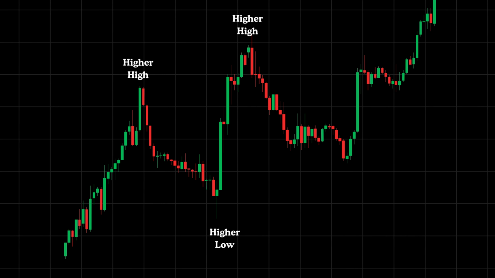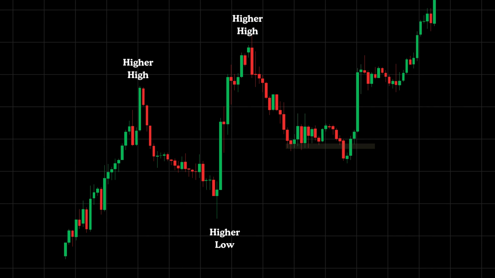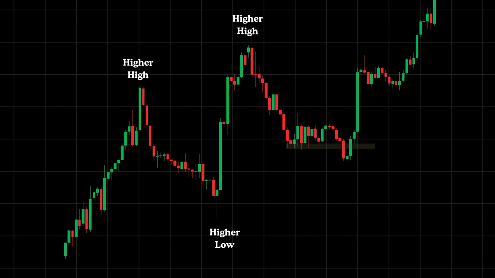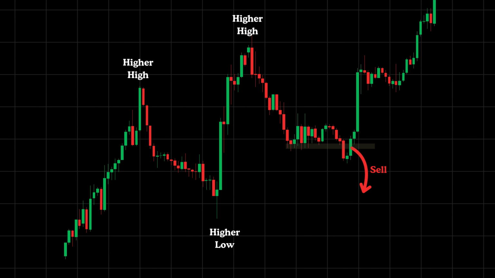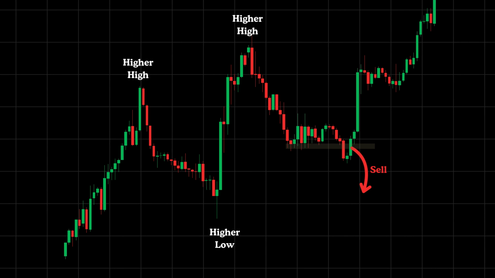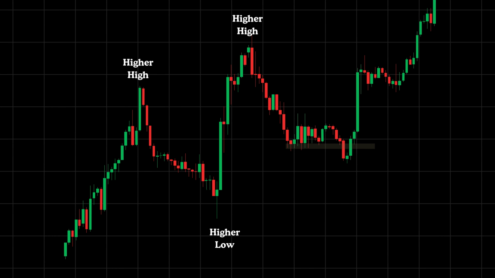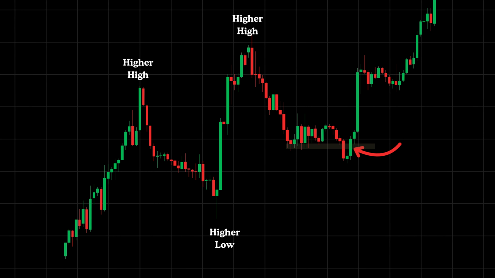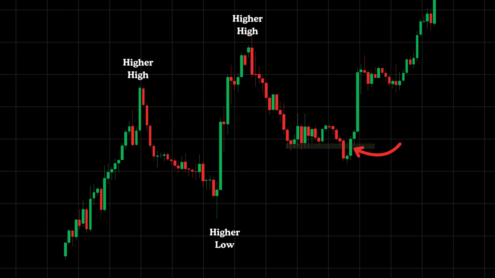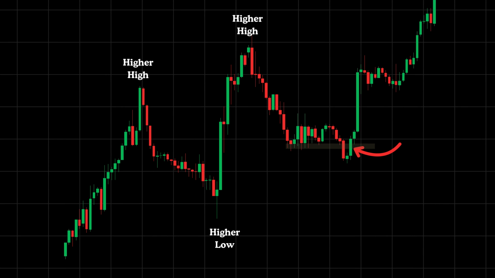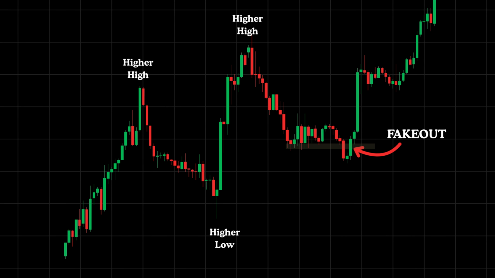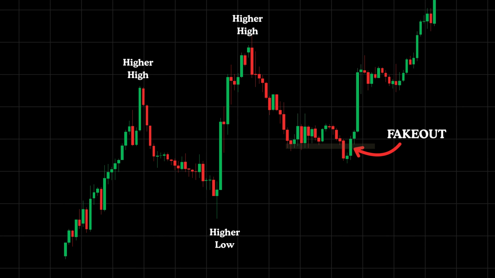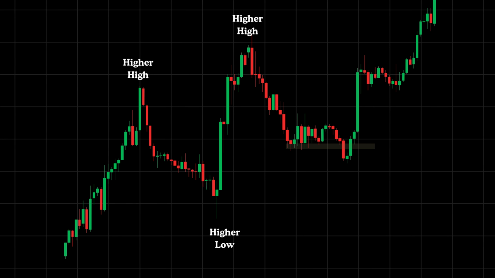Now, look at how the market forms a consolidation area and then breaks it to the downside. In this scenario, many traders open short positions, thinking the market is about to reverse and move lower. But shortly after, the price climbs back into the consolidation zone, ignoring the expected resistance from the broken support. This gives us a clear fake out. And this is exactly where we look to enter a trade, knowing that the overall market direction remains bullish.